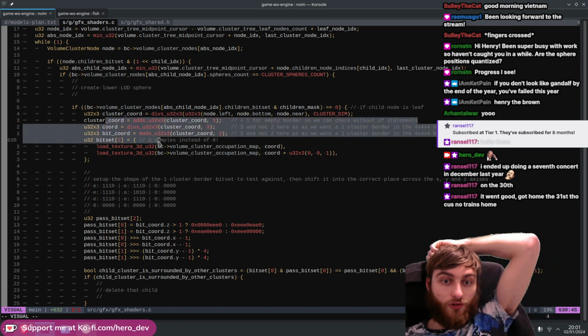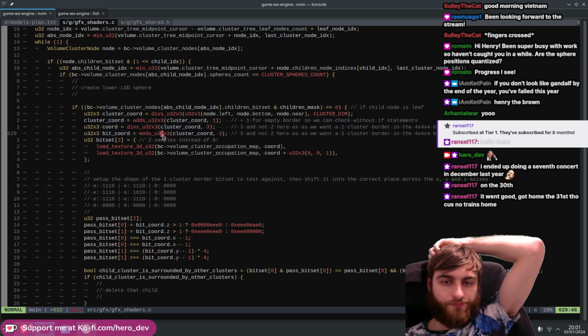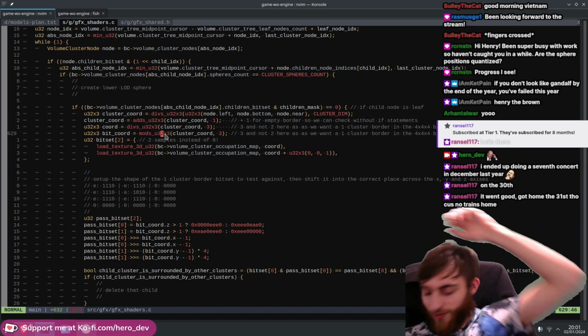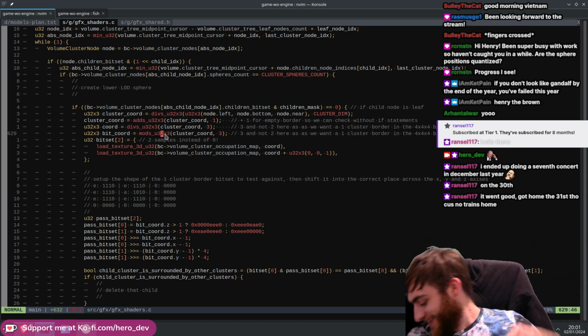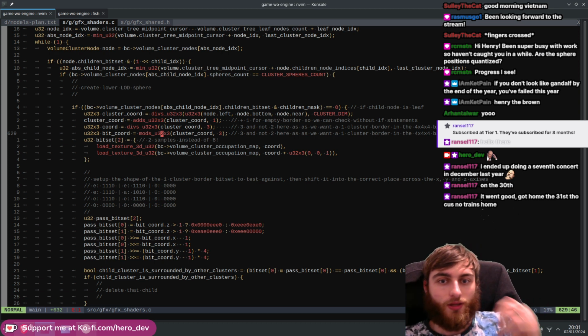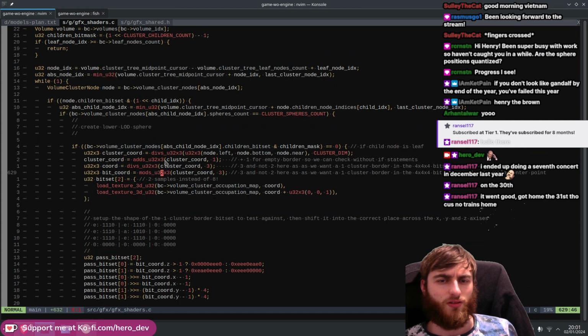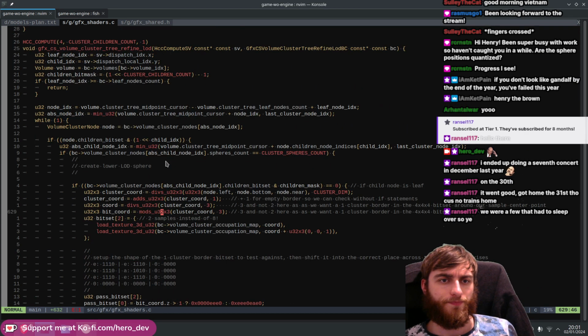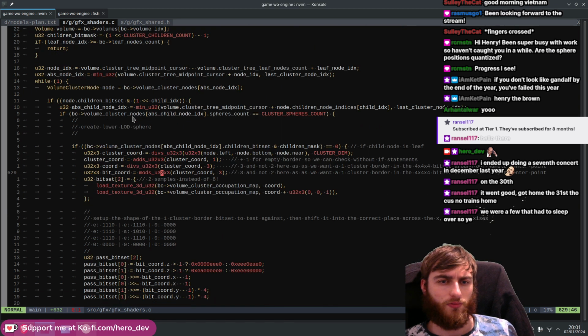So now we're just gonna get this addressing right. Man, this code is so complicated. But it's good. It's gonna be good. So we get our cluster coordinate, right? Is it in the highest LOD space? So we're going over the leaf clusters, right?